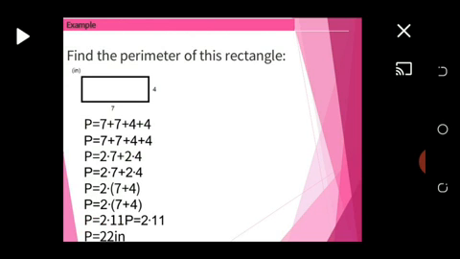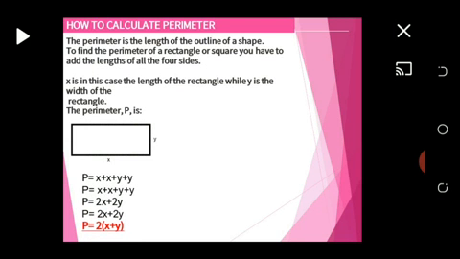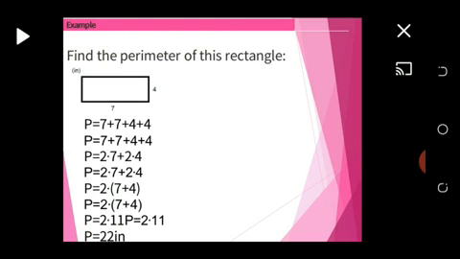Alright, let's move ahead. Now, example. Find the parameter of this rectangle. Now look at it, IN in bracket, meaning we are going to leave our answer in inches. Now you have 7 and 4. The length is 7, the width is 4. Now what do we do? Obviously, remember our formula. P is x plus y, isn't it?